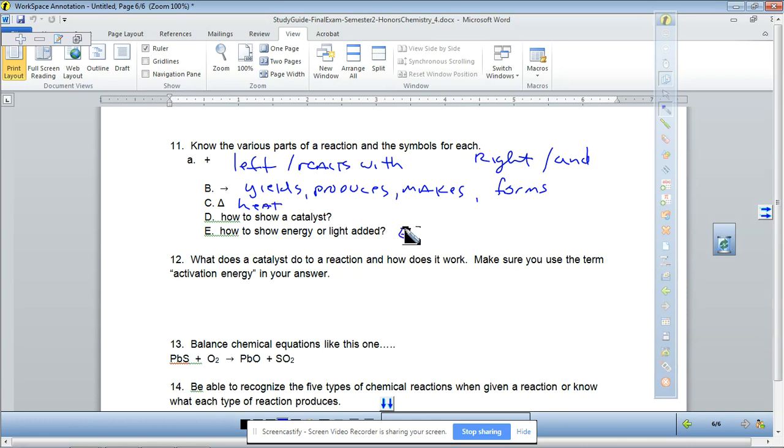Energy, you can just write an E. You can write an h nu for a frequency, which is energy. h times nu is Planck's constant. How do you show a catalyst? Write the name of the chemical above the arrow.